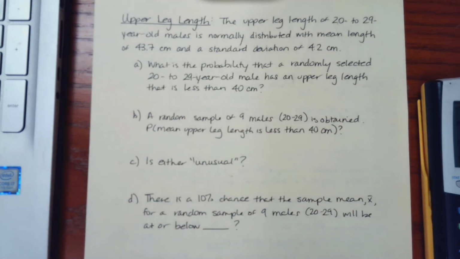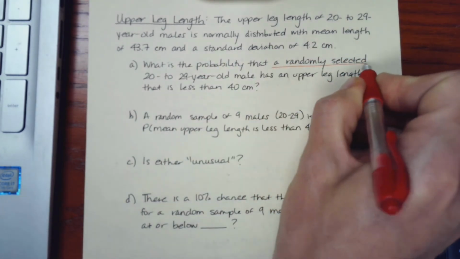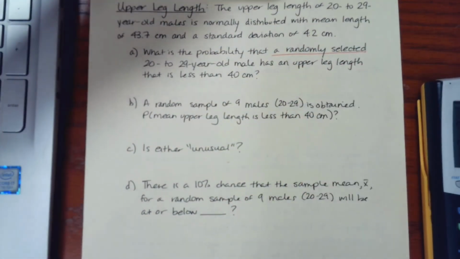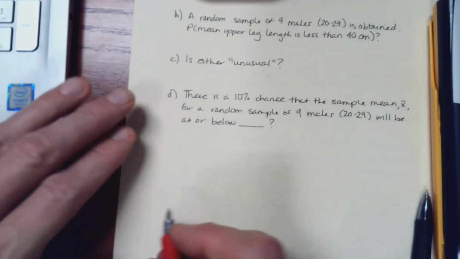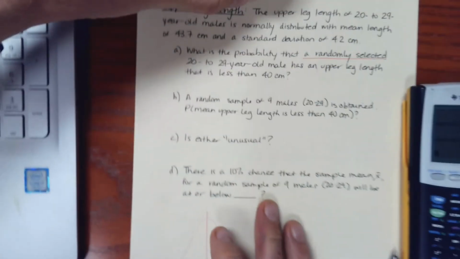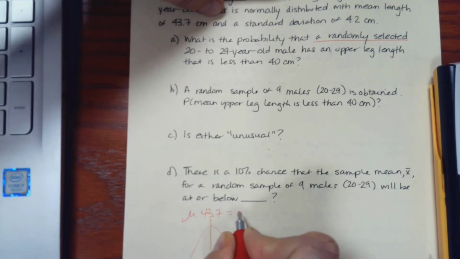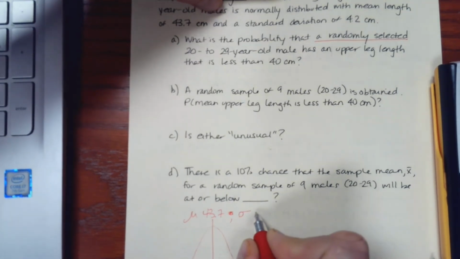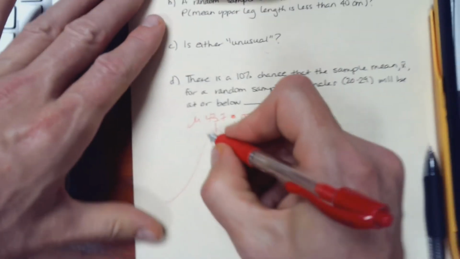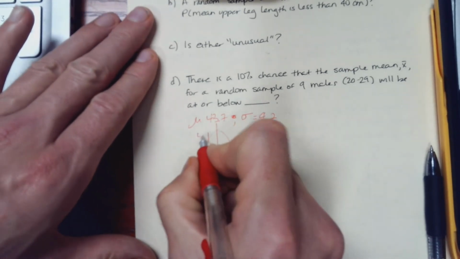Now, the key here is in the first question, it's just a single randomly selected male. So we're not taking a sample in this first question, so we want to consider the population distribution. So the population distribution is normal. It's centered at 43.7 with a standard deviation of 4.2. And so I'm looking for less than 40. So somewhere over here is 40, and I want the area that's to the left of 40.